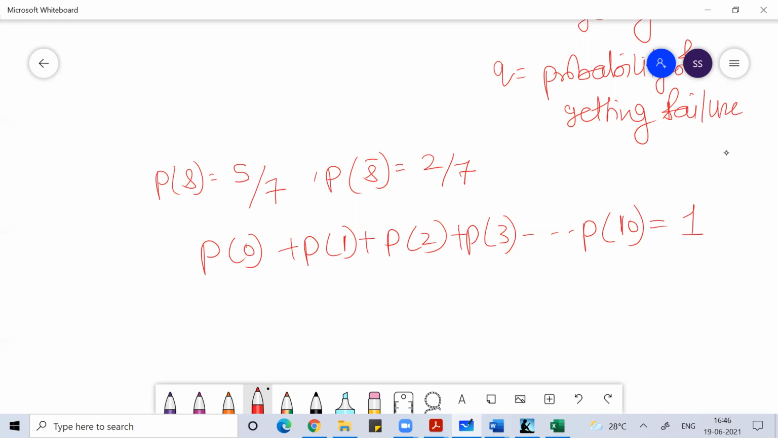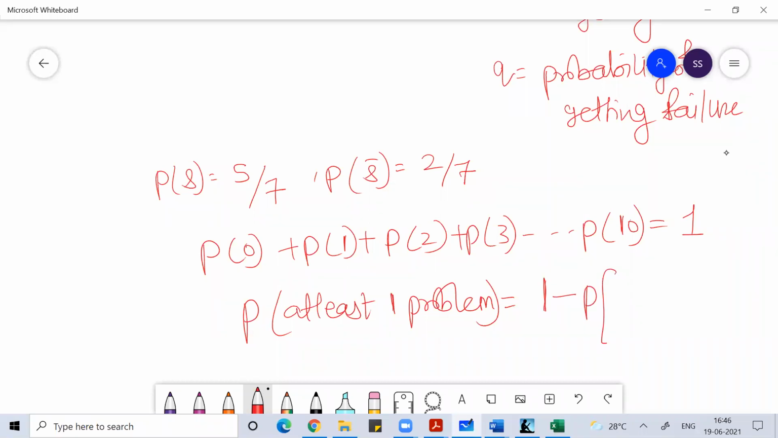So if I ask you the probability that Bhavesh can solve at least one problem, it means 1 minus the probability that Bhavesh can solve none of the problems. Can you understand this? I hope everyone understands the term "at least." At least means what? Minimum that much. Like you're saying that minimum that much should happen.